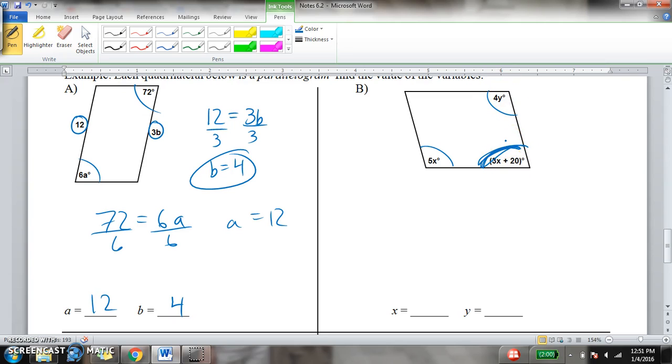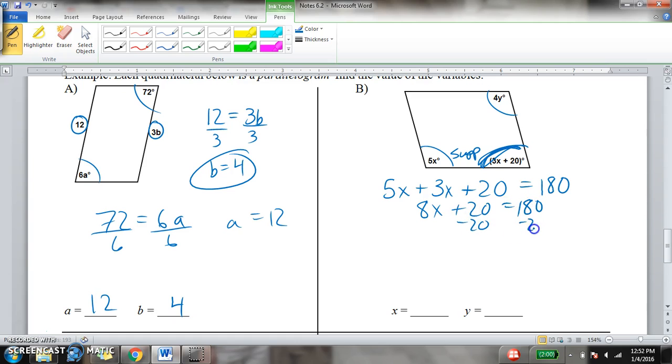So instead of setting them equal to each other, we take 5x plus 3x plus 20 and set that all equal to 180, since these are supplementary to each other. So now we combine our x's. 5x and 3x is 8x. We subtract our 20, we get 8x equals 160, divide by 8, and we get x equals 20.